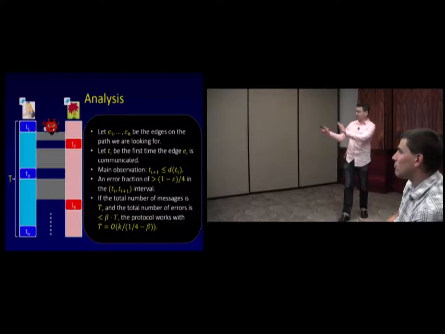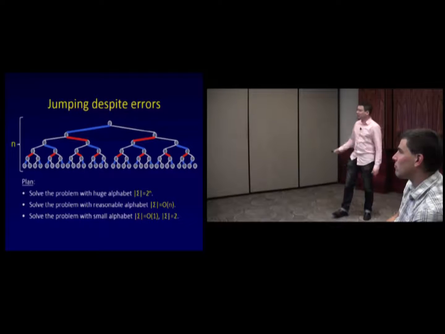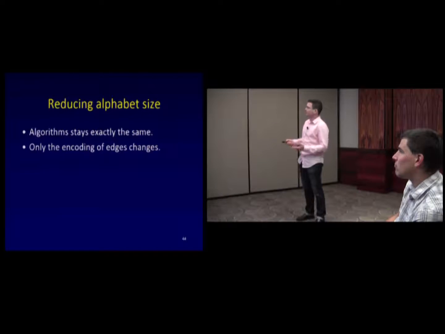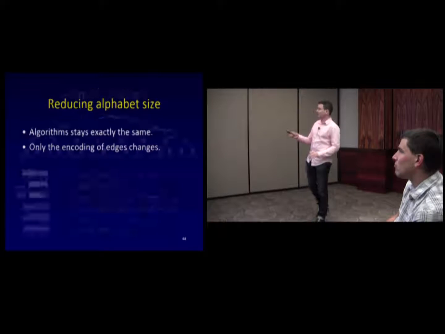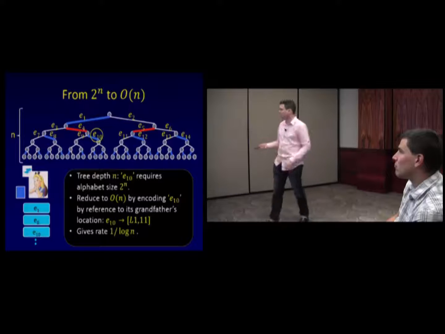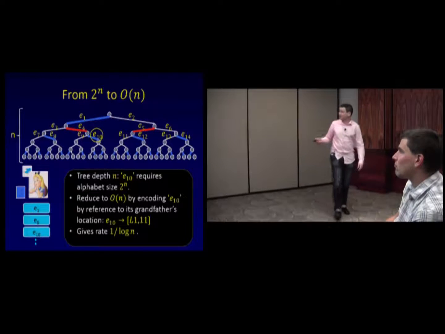Okay, is this clear? So this is 90% of the work. Reducing alphabet size is actually pretty simple. The algorithm stays exactly the same, and it's not so important for the story, but I'll just show it because it's quick and it shows that I'm not cheating.